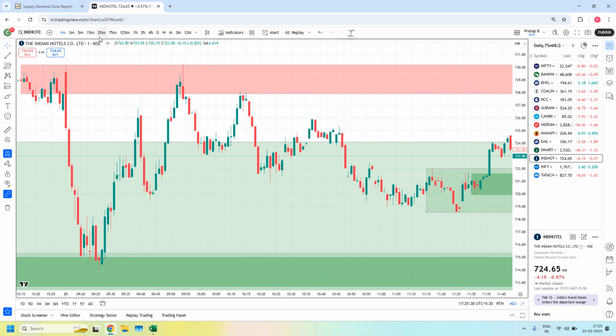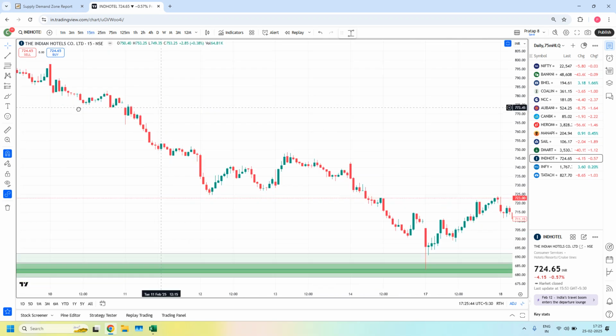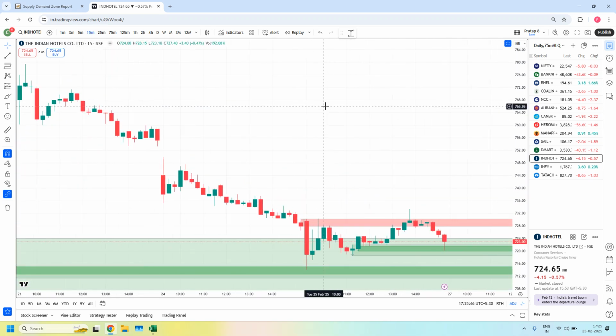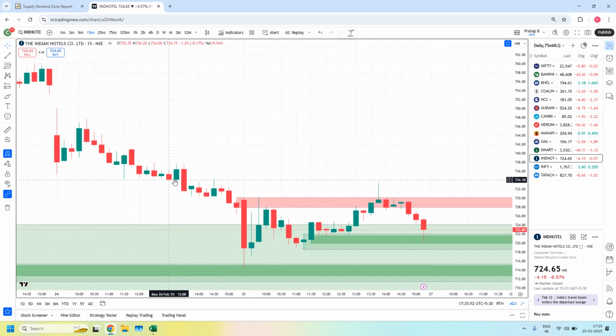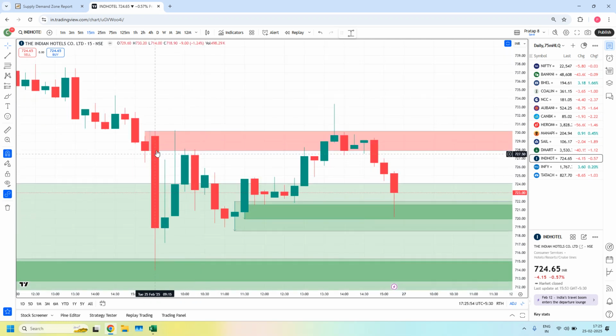Okay, go to the 15 minutes time frame. Here we have a target. Drop, base, drop. Earlier, initially, your target would have been somewhere here. Once this 15 minutes candle is completed, you got the trade, and then the 15 minutes candle is closed.